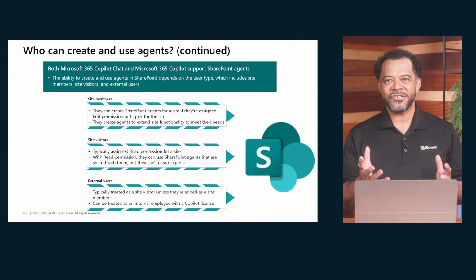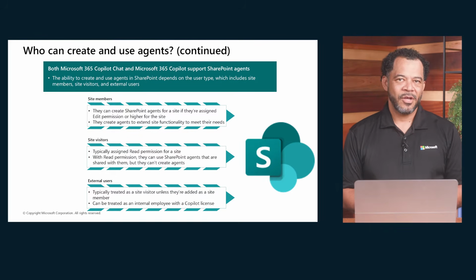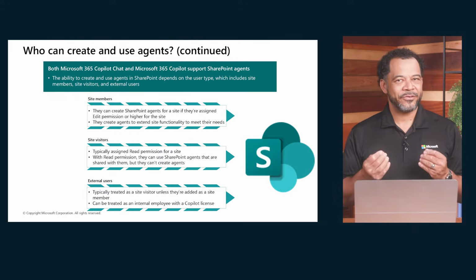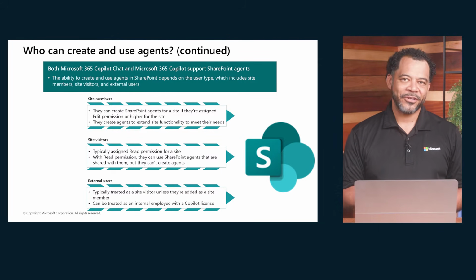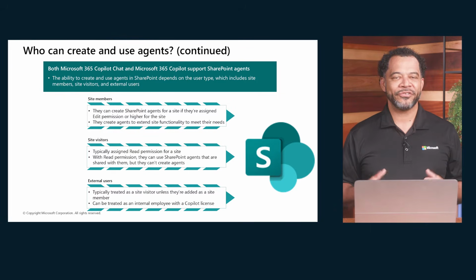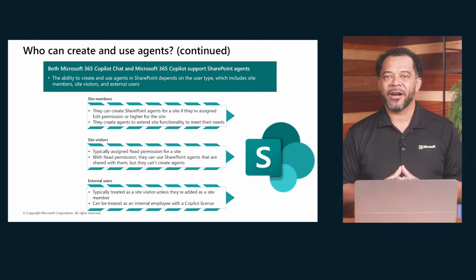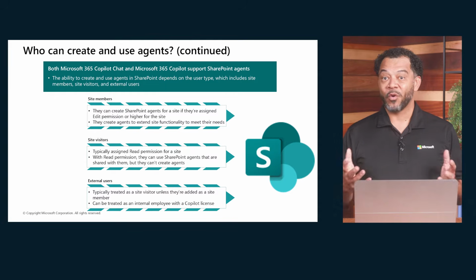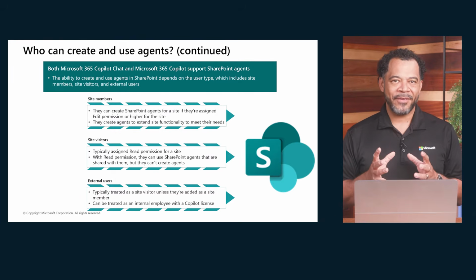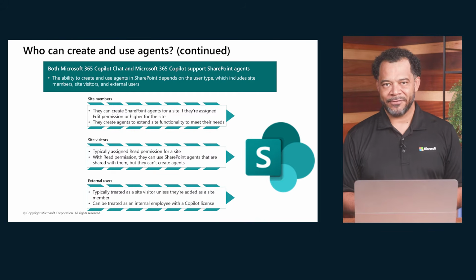The takeaway here is that agent access in SharePoint is flexible, but it's governed by permissions. Whether you're internal or external, your ability to create or use agents depends on how you're set up in the system. And that's a good thing. It ensures that sensitive information stays secure and that agents are used appropriately. So, as you think about deploying agents in your own environment, consider who needs access, what roles they play, and how permissions are managed. That way, you can make sure everyone has the right tools to be productive, while still maintaining control, security, and compliance.